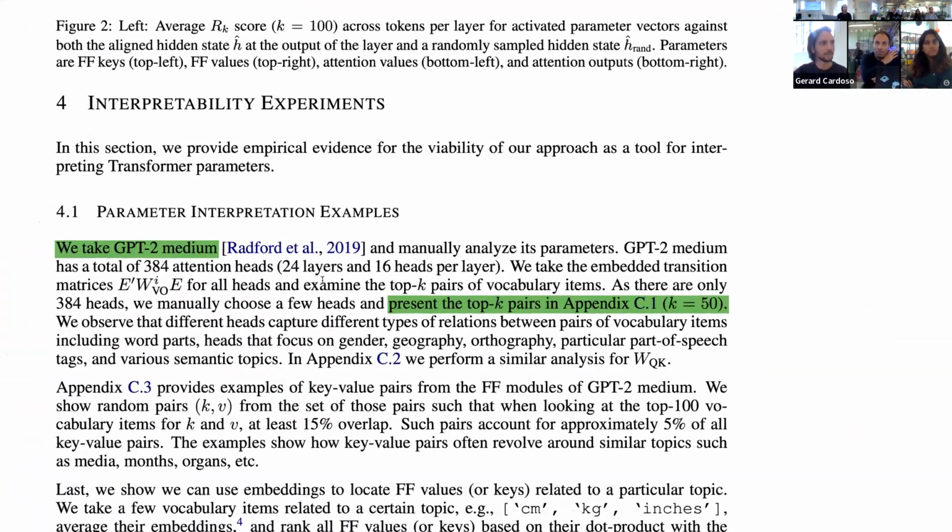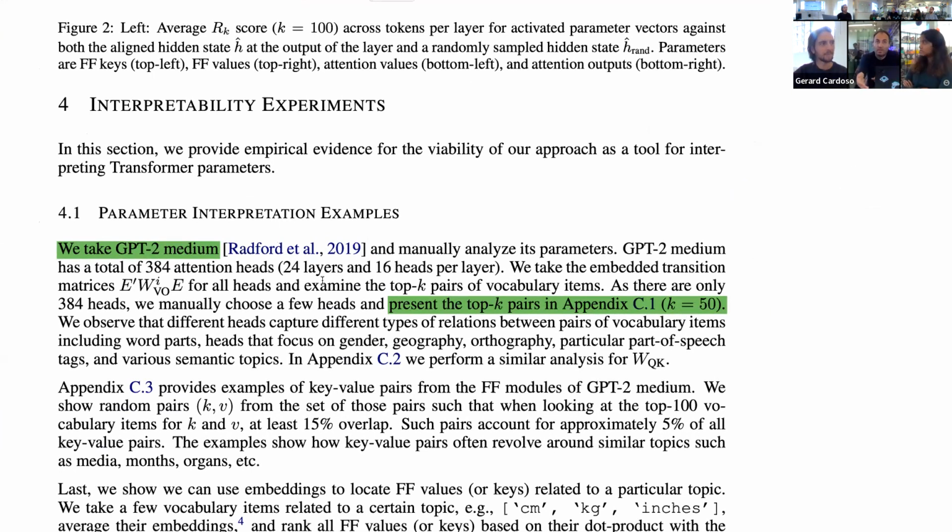I was just wondering if they actually trained the model from scratch. But they probably did. Did they say that? No, they don't mention anything about training from scratch. They say they take GPT-2 medium, which is already open source. They said pairs of vocabulary items. The rows of the embedding matrix refer to a vocabulary item? Yeah, exactly.